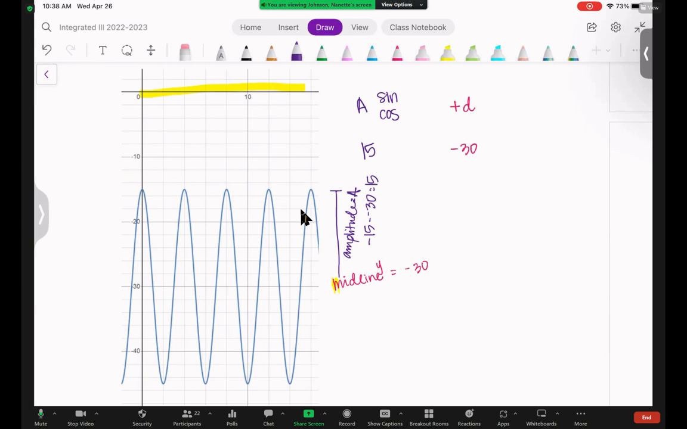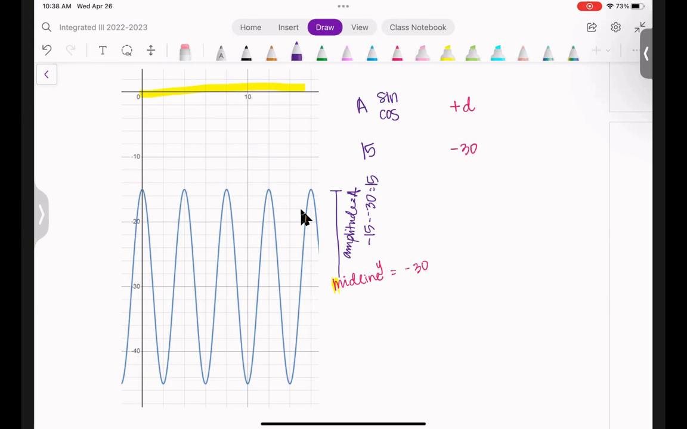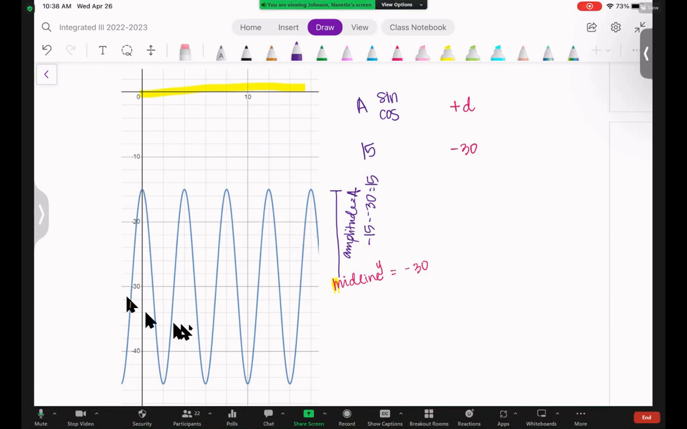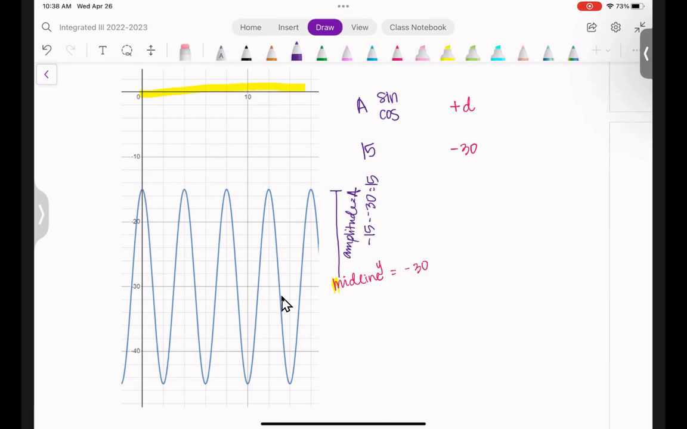Like Sunday, Monday, Tuesday, Wednesday, Thursday, Friday, Saturday. It repeats itself, right? So how long is it taking for us to complete a complete cycle?